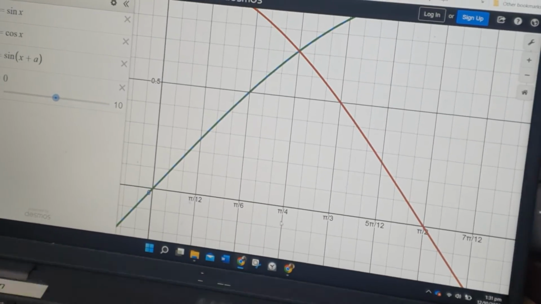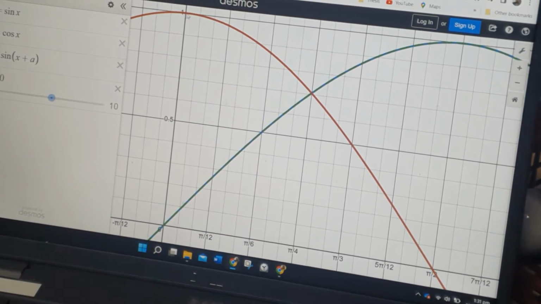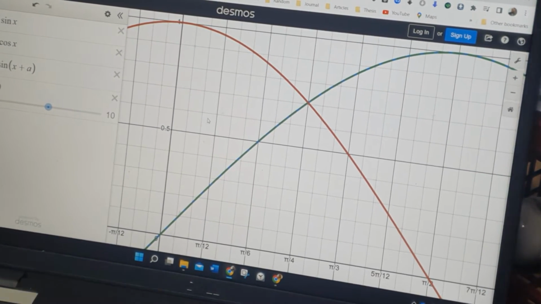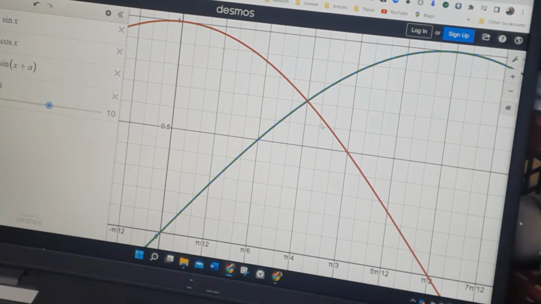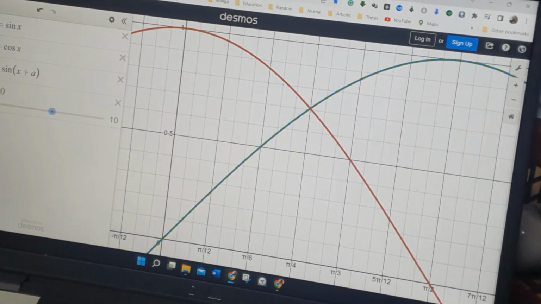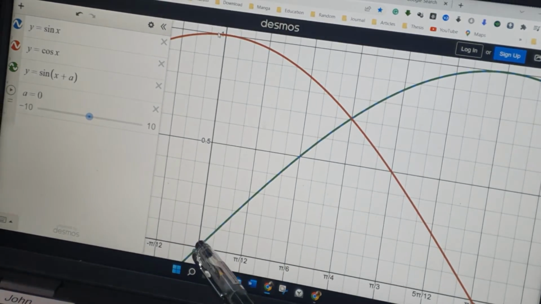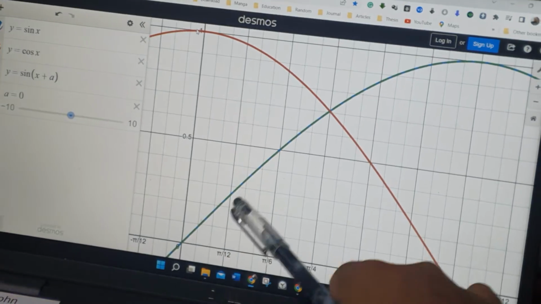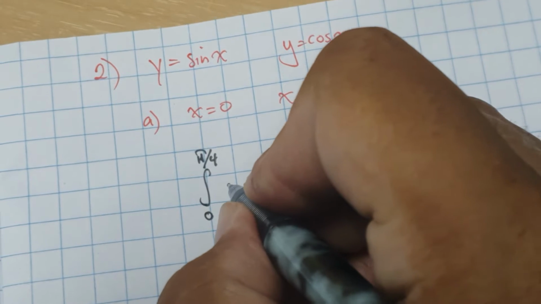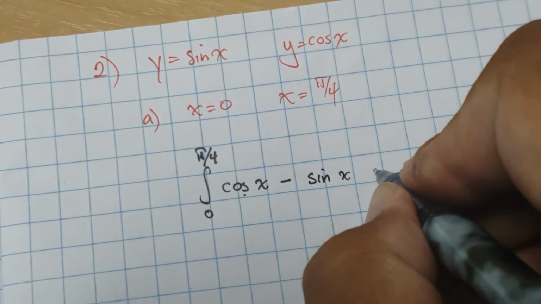So that means you are finding this area, from 0 to pi over 4. Which graph is on top? It's the red graph, the cosine graph. So the graph on the top minus the graph at the bottom: this is cos minus sine. So that's what you put in your integral. We put cos x minus sin x dx.